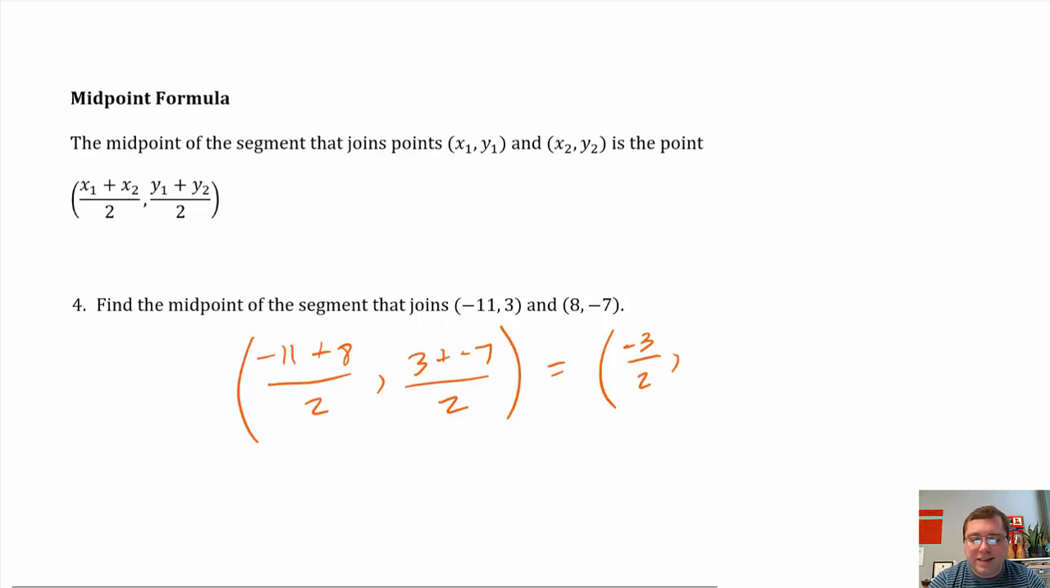And what is 3 plus negative 7? That's negative 4, and it's divided by 2. We'll simplify anything that we can. Can't really simplify negative 3 over 2, so we're stuck with that. But we can simplify negative 4 over 2 and get negative 2. So our midpoint is (-3/2, -2).